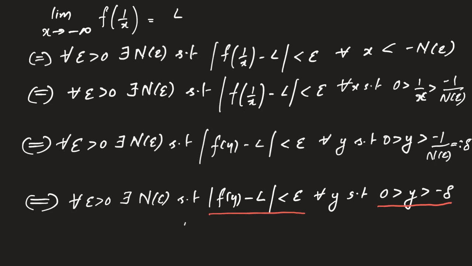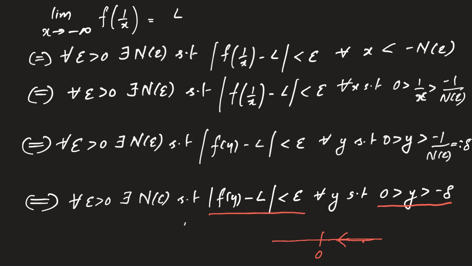See what is happening. As x tends to infinity, 1 by x tends to 0. But from which direction is 1 by x tending to 0? It's coming from the right. 1 by x is always positive if x is tending to infinity. So if this is 0, 1 by x is converging to 0 from this direction. From the right it's coming.